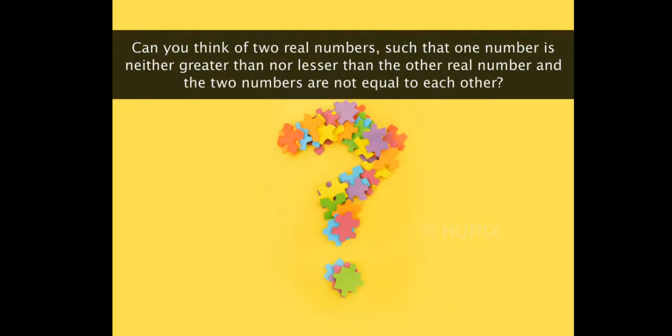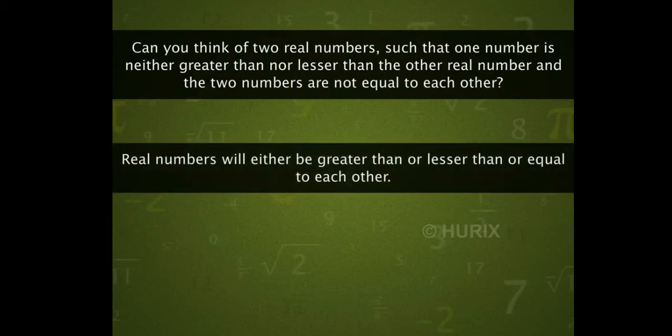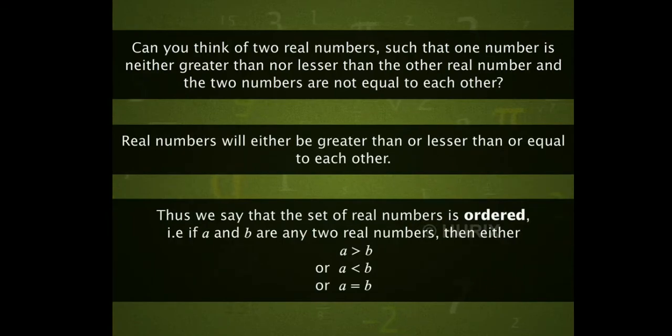Can you think of two real numbers such that one number is neither greater than nor lesser than the other real number, and the two numbers are not equal to each other? There are no such two real numbers. Real numbers will either be greater than or lesser than or equal to each other. Thus we say that the set of real numbers is ordered. That is, if A and B are any two real numbers, then either A is greater than B, or A is less than B, or A is equal to B.